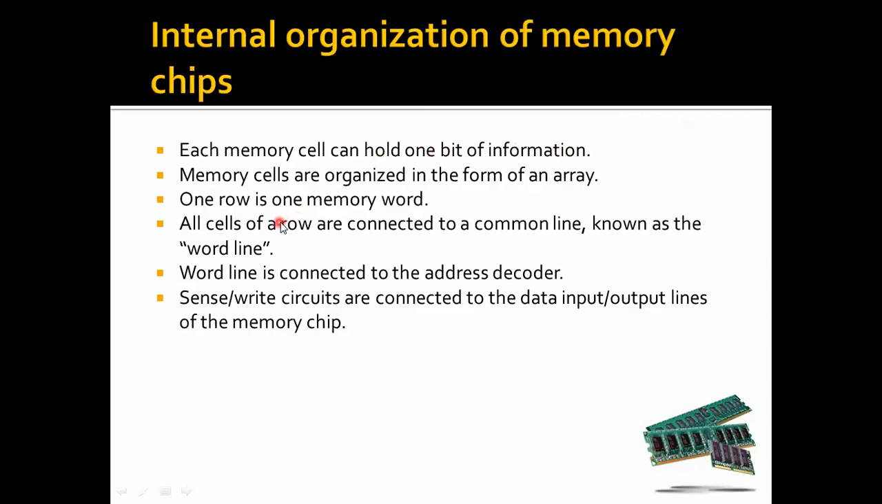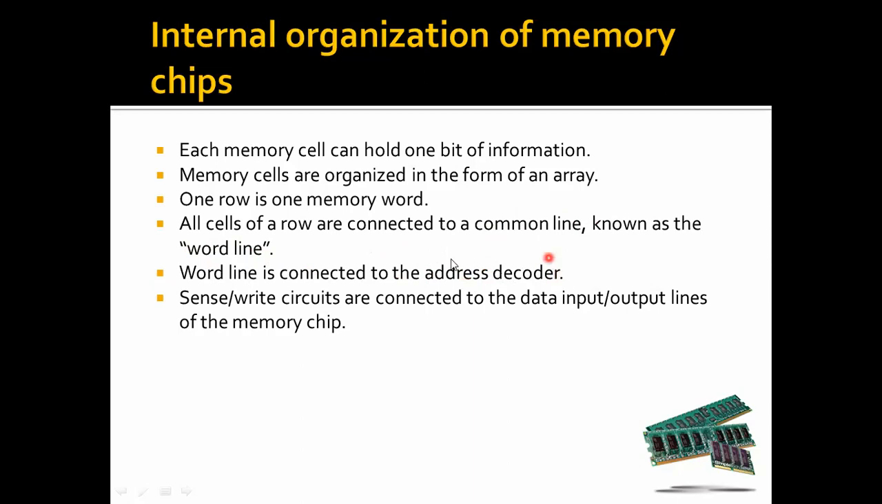Here all the memory cells are organized in the form of an array. If you take one row, that will be one word, that is, one row is one memory word. If all the cells of a row are connected to a common line, that will be known as a word line. Actually, this word line is connected to the address decoder.